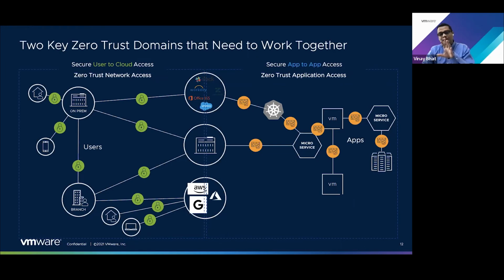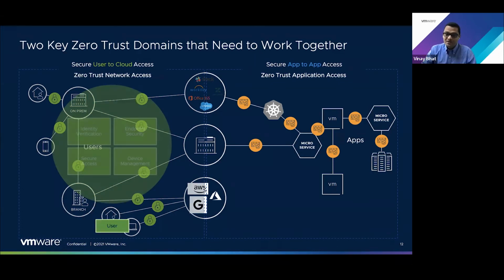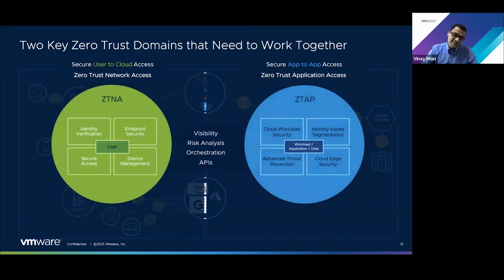And the second is the app to app access. Because like I said, you cannot stop a threat coming into your data center, but the moment it is there in your data center, you can stop it from spreading. You can contain it and not allow it to spread to other elements of the data center. So how do you give app-to-app security? That's what is called Zero Trust Application Access. So ZTNA and ZTAP, these are the key two elements of Zero Trust security for any customer to be able to look at. And these are very high-level elements, and I'll deep dive into this to further help you how you can really go and do Zero Trust security.